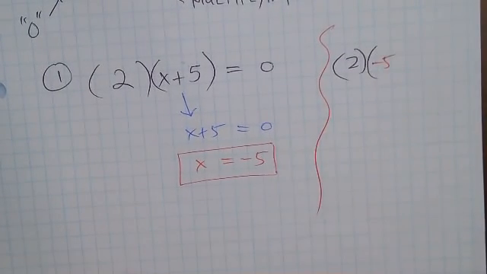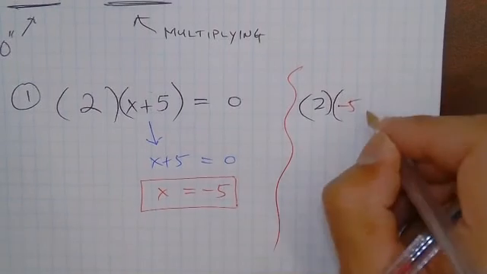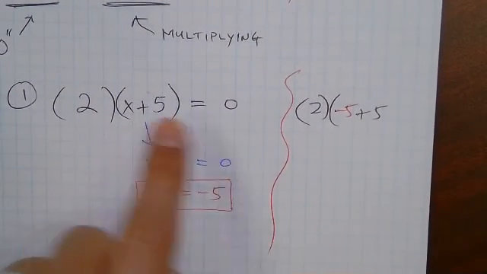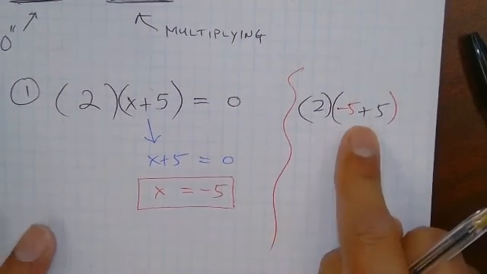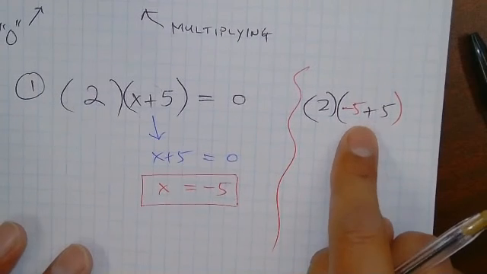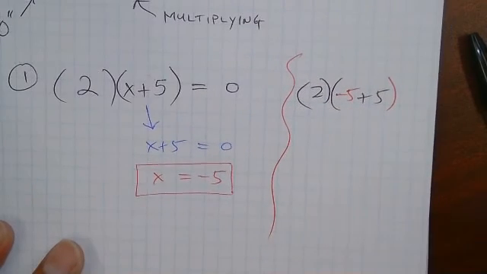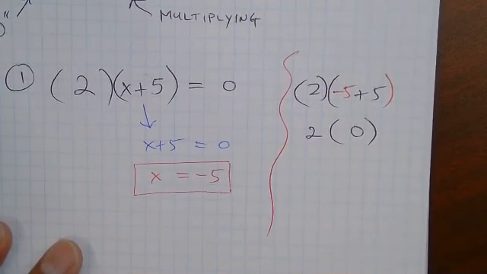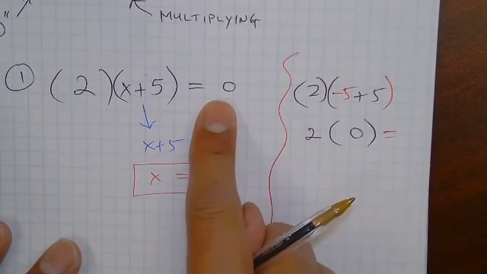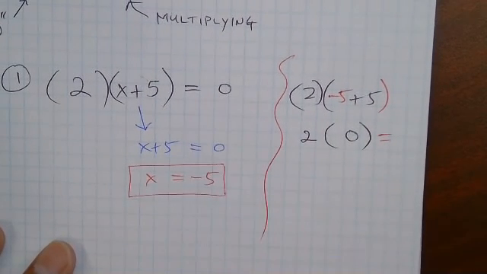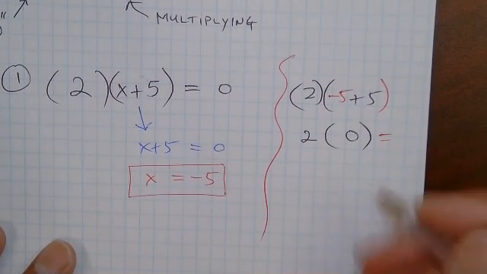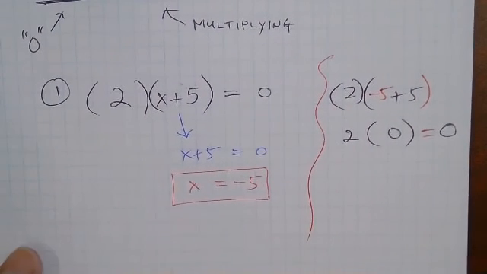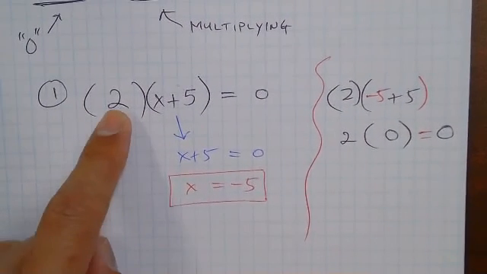It'll be like this. You have the 2 right there, and it'll be times what? -5. Wouldn't it be 2 times, and then what's going to happen in this parentheses with the -5? Aren't you guaranteeing a 0 right here? That'll be 2 times 0. And 2 times 0 will equal 0. That's what the zero product property means.